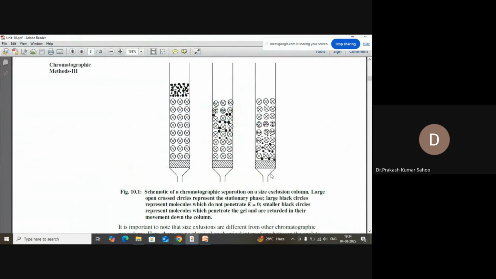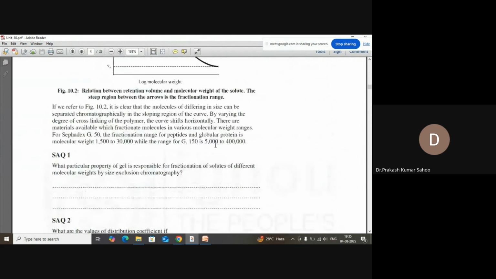Okay, so these are the beads which are used as the stationary phase, and this is the sample which is soluble in the solvent. It is mixed inside the column. Then the big size particles, which do not get entrapped in the pores of the beads, are separated fast, followed by the small size particles.